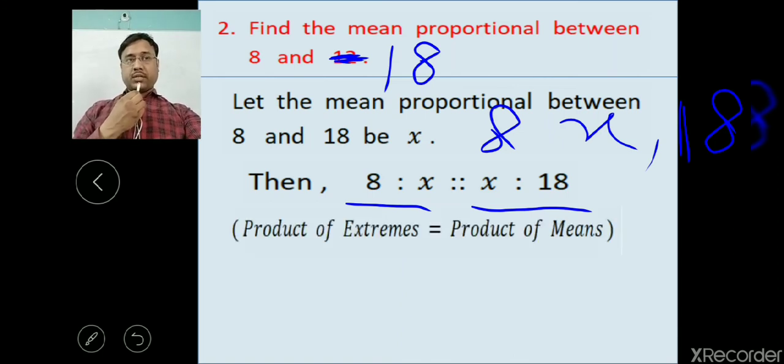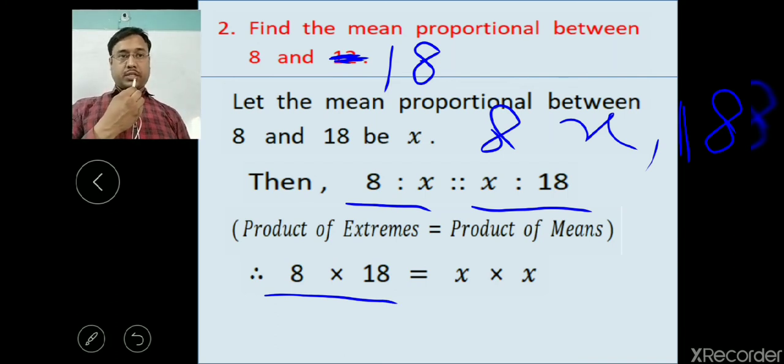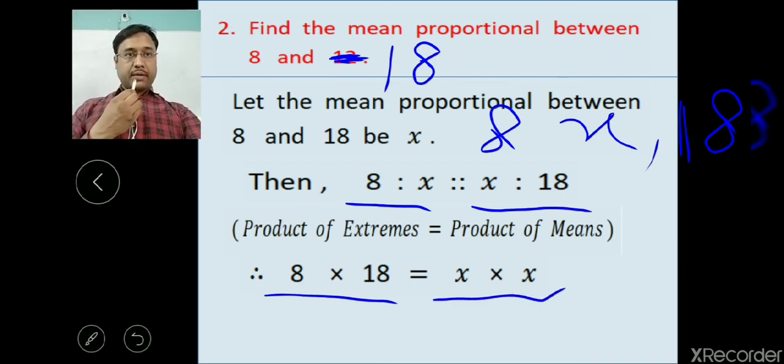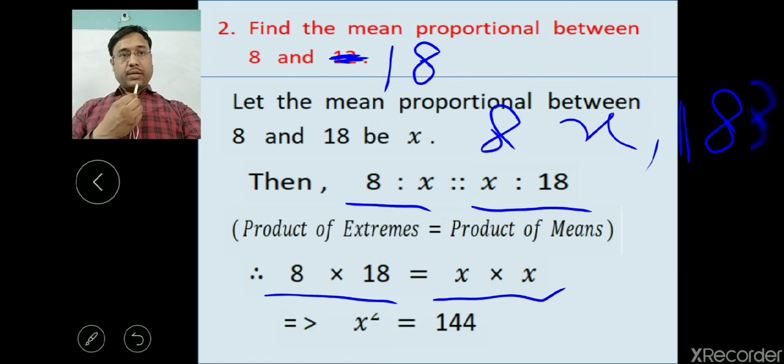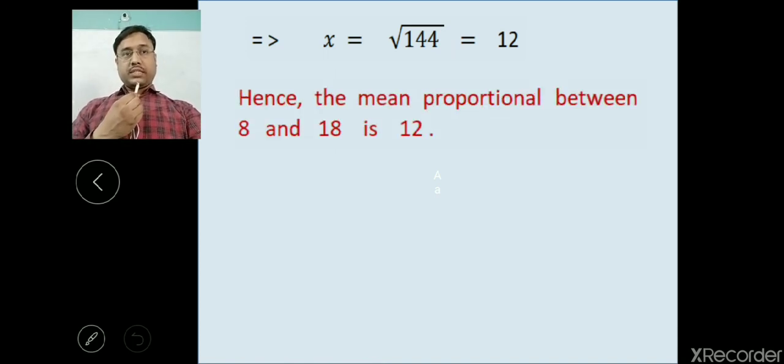That means product of extremes is equal to product of means. So you will multiply 8 into 18, that is the product of extremes, and x into x, these x are in the middle, so they are the product of means. Then you will get x square equals 144. Then x equals root over 144, that means x will be 12. Hence we can say the mean proportional between 8 and 18 is 12.